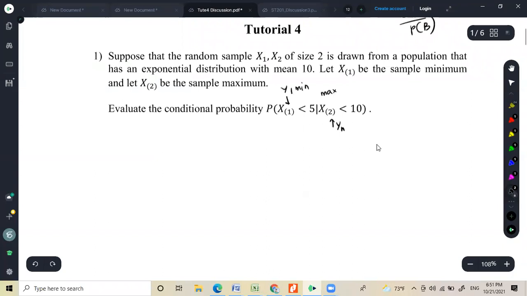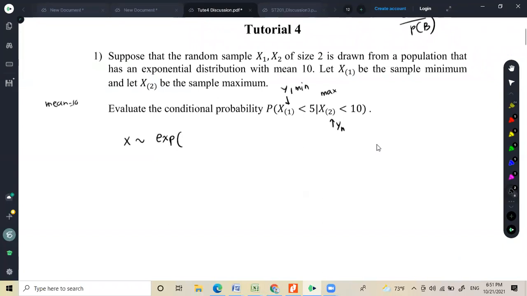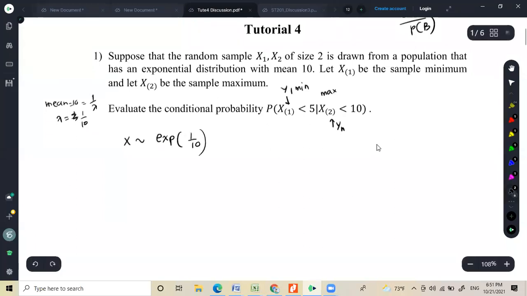So what do we know? We know that x is exponential with mean 10. If the mean is 10, what is the parameter? If you say lambda, the mean is 1 over lambda, so lambda will be 1 over 10. So our distribution x is exponential with parameter 1 over 10, and x1 and x2 both are exponential with mean 10, which means the parameter is 1 over 10.